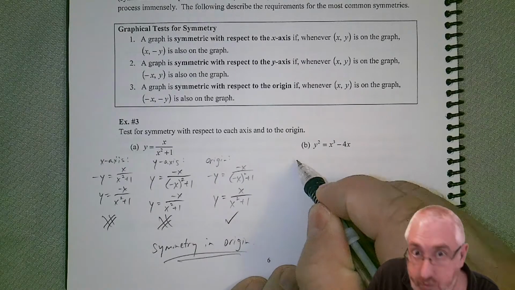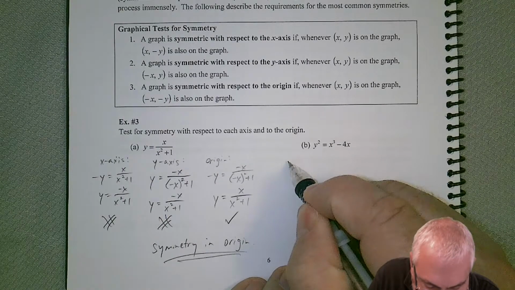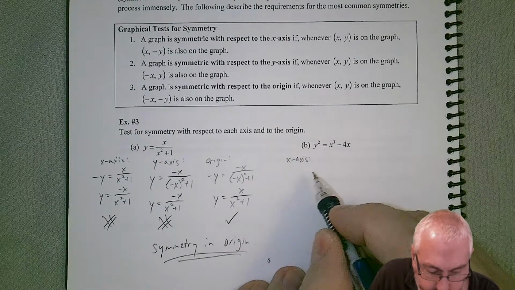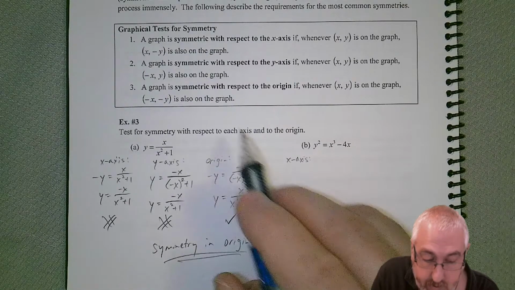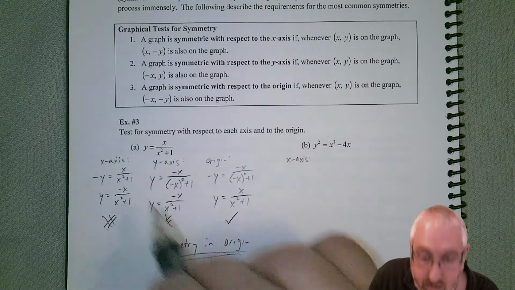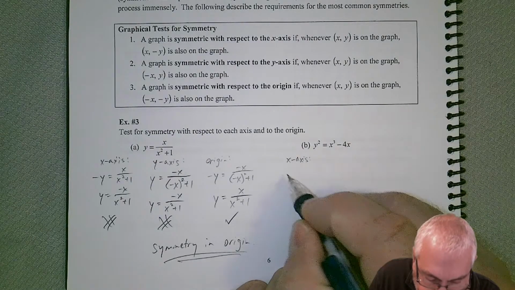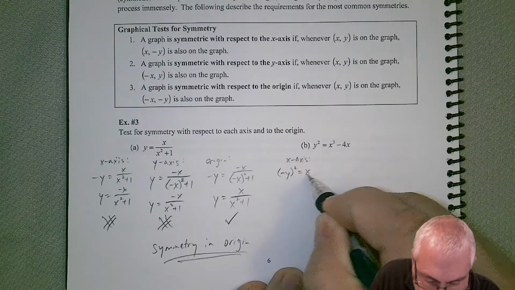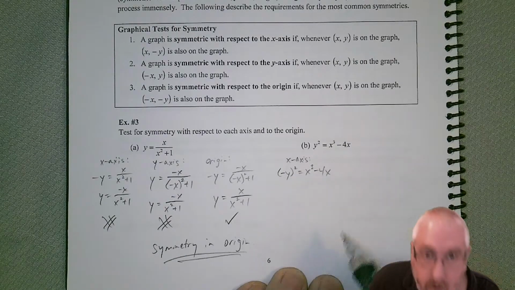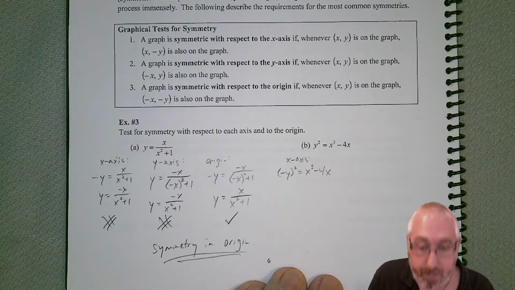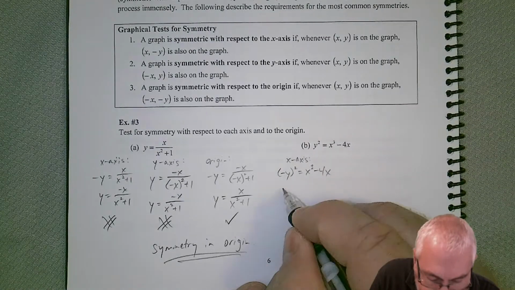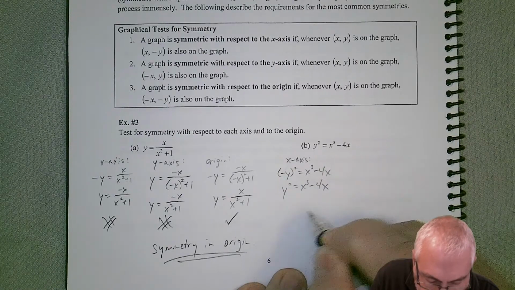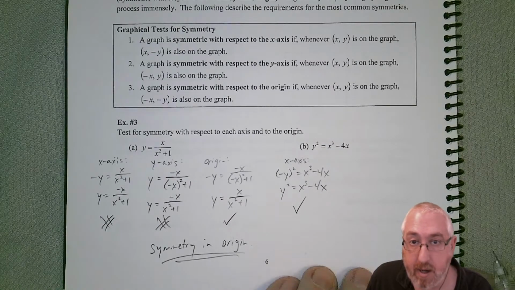All right, what about this one? We're going to do all three checks. If we have our x-axis, again, we want to negate the y and not the x. So negative y squared. There's what we started with, and we can see the negative is going to cancel out. And so we do have symmetry in the x-axis.